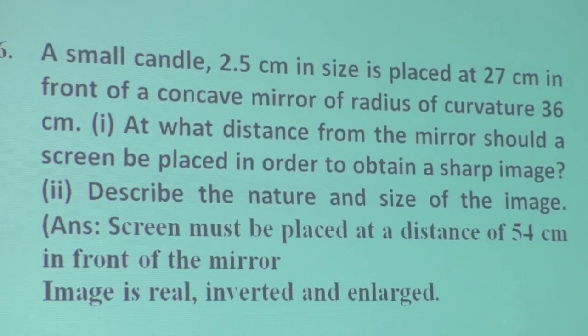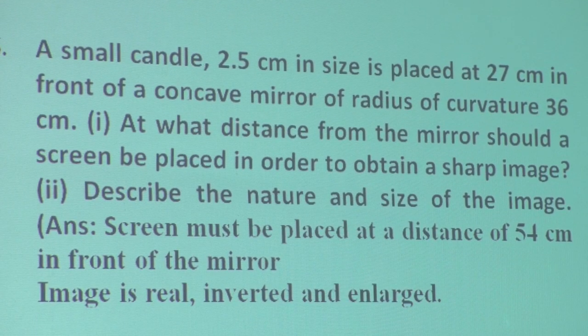What is the problem? It's a concave mirror. A small candle, 2.5 centimeter in size, that is its height. 2.5 centimeter is the height of the object, placed 27 centimeters away, which is the object distance. Radius of curvature of the mirror is 36. It is concave, so minus 36. Focal length is minus 18.